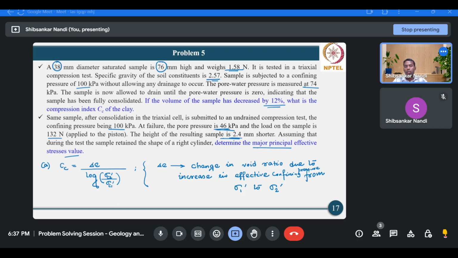Okay, and this was a very interesting problem. From this problem we have learned how to determine the compression index. That was the first part of this problem, and in the second part we have also learned how to determine the major principal effective stress under undrained condition, given the confining pressure, the pore water pressure, the axial deformation, and the piston force.